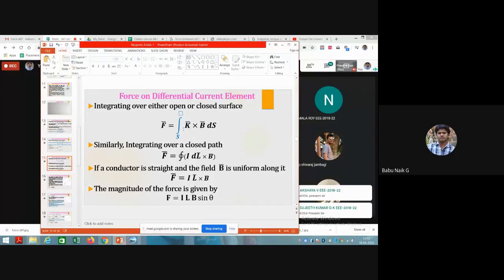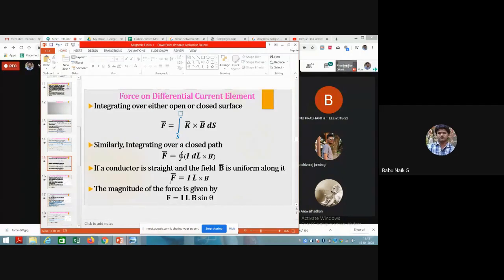That can be calculated here. The force is equal to the surface current density with the created magnetic field B bar and dS. This one is for a closed surface. Similarly, if we consider a closed path line, that means a wire, with current passing through it, the magnetic field created gives the force F as a closed line integral. So we have seen how the force is created.